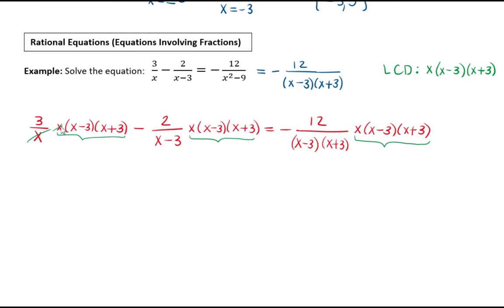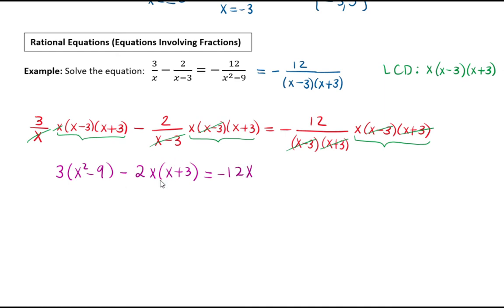x cancels by x, and then x minus 3 cancels by x minus 3. We have x minus 3 cancels by x minus 3, and then x plus 3 cancels by x plus 3. So now from this side, we have 3 times x squared minus 9, the product of x minus 3 and x plus 3. Then we have negative 2 times (x plus 3). And then at the right side we have negative 12 times x.